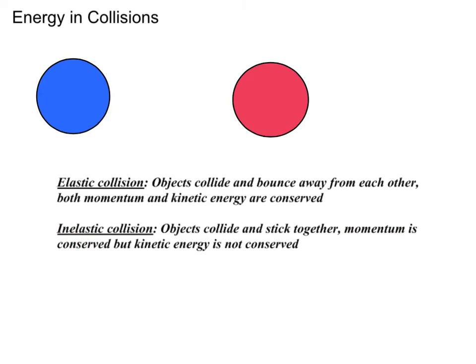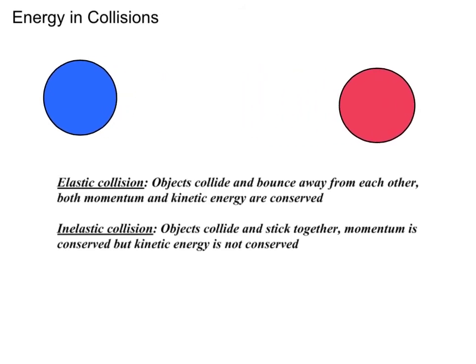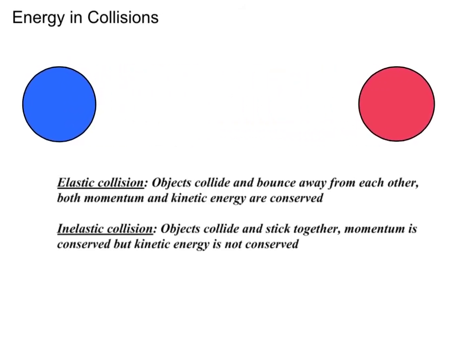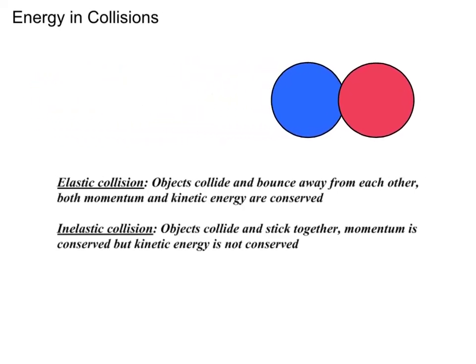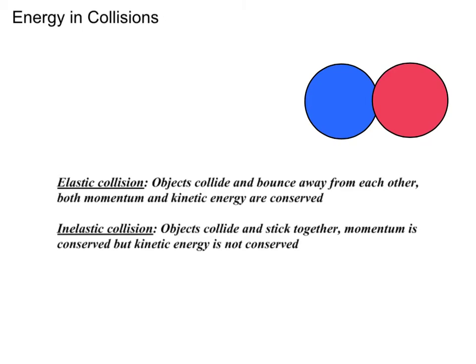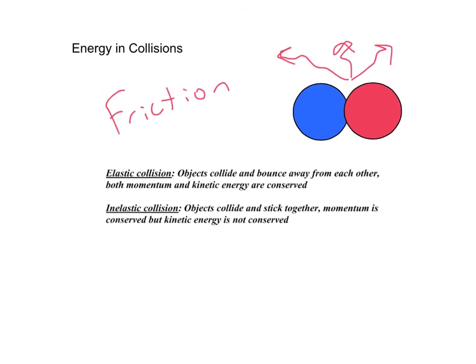In an elastic collision where the objects collide and bounce away from one another, in those collisions, both momentum and energy are conserved. In an inelastic collision, when objects collide and stick together, momentum is conserved, but kinetic energy is not conserved. The reason it's not conserved is due to all the frictional forces that occur during that collision. A lot of the energy then is transferred off into the environment as thermal energy during that collision. Okay, so let's go ahead and take a look at an example that shows this.